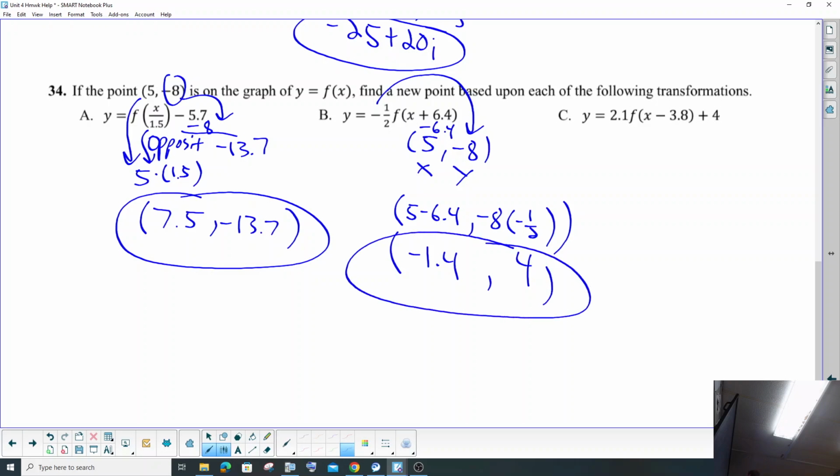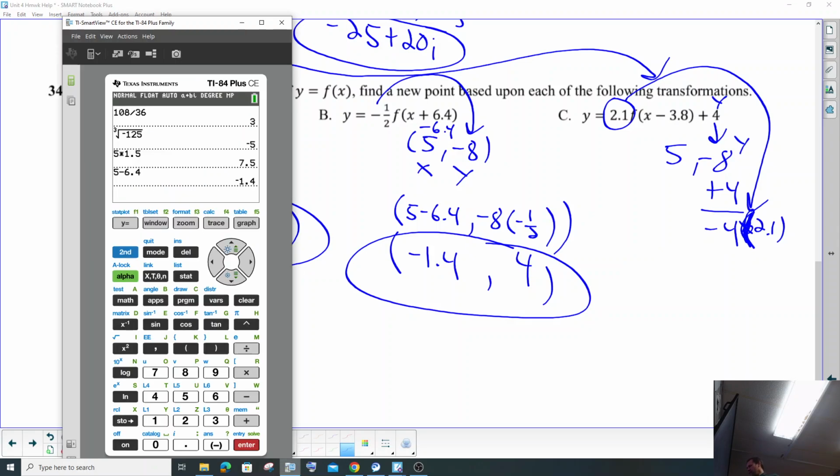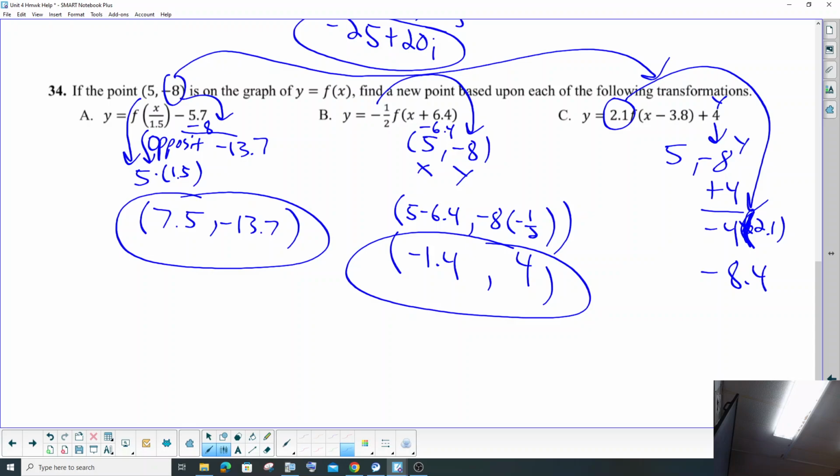Yeah, last one. So let me take again our 5 and our negative 8. Whoa, so the 8 is going to get two things. The y value, right? So that's going to be a negative 4. And then you're going to take the 2.1 and also multiply it. And so negative 4 times 2.1 is negative 8.4. So there's our y value done.